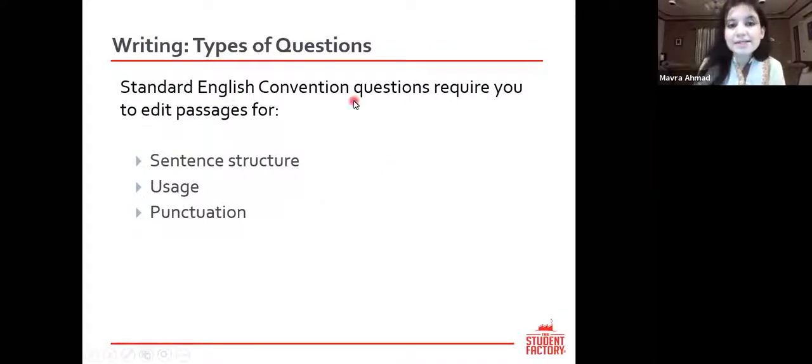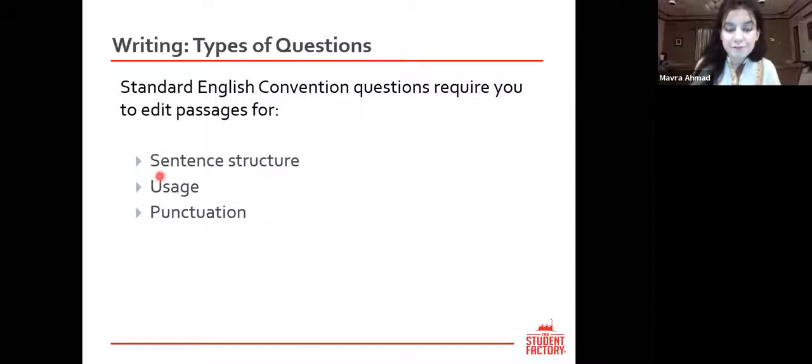All right, so moving on, writing types of questions. Now standard English convention, हम इसकी अभी पिछली उस slide में बात कर चुके हैं. So standard English convention questions require you to edit passages for, हमें passages को at times change करना पड़ सकता है for sentence structure. If we read a sentence in a passage and we have a question related to that particular sentence, क्या वो सेंटेंस हमें ठीक लग रहा है, क्या उस सेंटेंस को हमें चेंज करने की जरूरत है, क्या उस सेंटेंस को हमें रिप्लेस करने की जरूरत है completely. This is what sentence structure is all about.